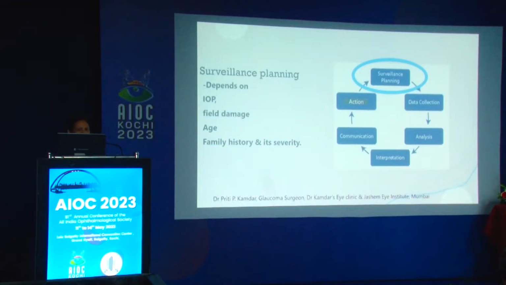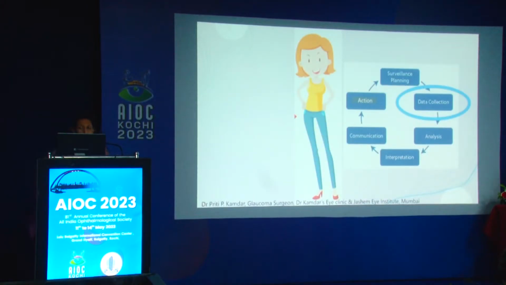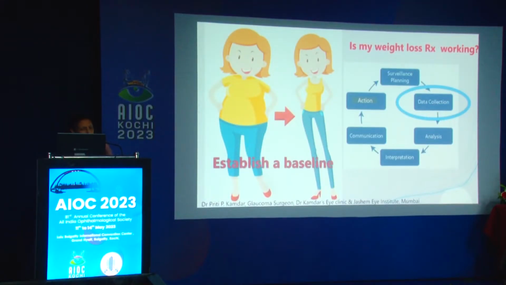So, what is surveillance planning? How often should be the follow up? How often should we do the tests? Higher IOP, advanced field damage, younger age, positive and severe family history warrant closer follow up and more number of tests. Progression can be detected only and only if you know what you started with. If you want to know if I'm worsening, you have to know what you began with. So, establish a good baseline, and that's the first principle of diagnosing progression.